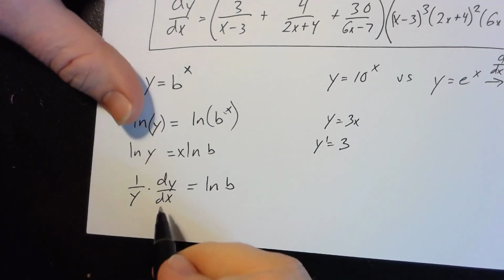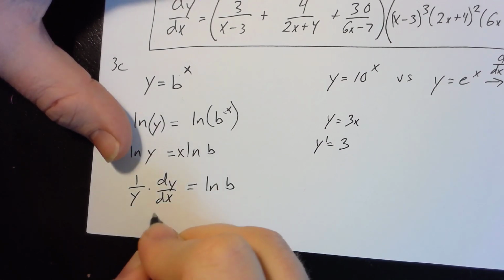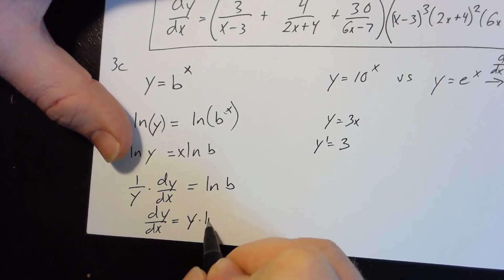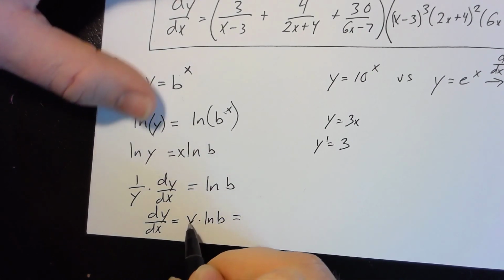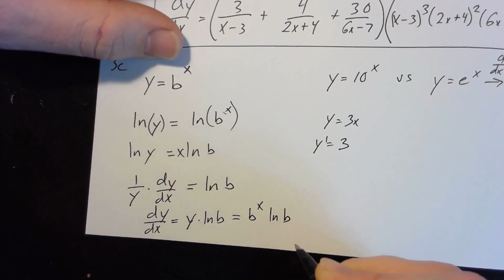Now we've got one extra step. Remember, dy dx has to be all by itself, so I have to multiply both sides by y, which means dy dx in the end is equal to y times the natural log of b. But remember, if I know what y is, I must replace it. b to the x, natural log of b.